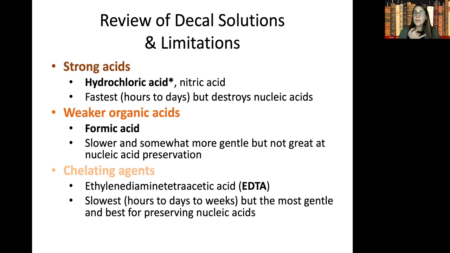So there are strong acids like hydrochloric acid, HCl, which is what's used in most labs, or nitric acid. This is fast, throw it in the cassette, couple hours, it's decalcified. But it destroys nucleic acids. They're gone. Can't do any sequencing. There's weaker organic acids like formic acid. It's a little bit slower. It's thought to be somewhat more gentle, but still not great at preservation of those nucleic acids.